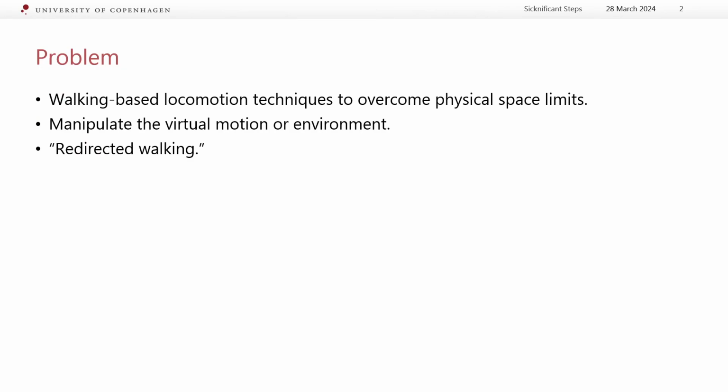One of the main challenges with walking in virtual reality is the limited physical space a user typically has available. To overcome this limitation, researchers and designers have developed walking-based locomotion techniques that redirect the user through the physical space by manipulating the virtual motion or the virtual environment. We refer to this as redirected walking.